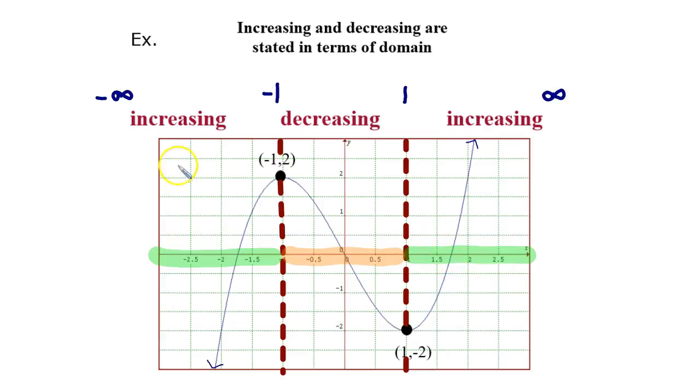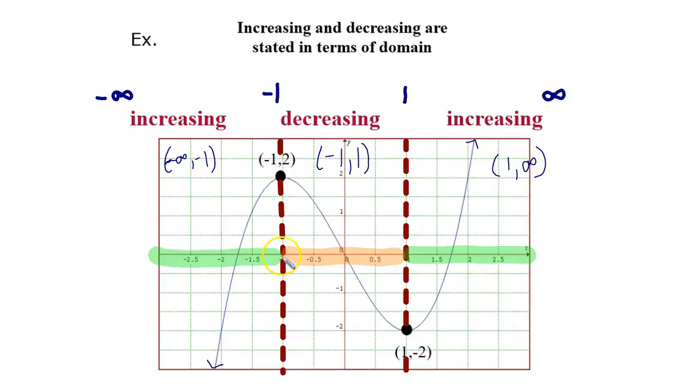To write out those intervals, we would say this is increasing from negative infinity to negative 1. It is decreasing from negative 1 to 1, and then increasing again from 1 to infinity. So it has two intervals of increase: the first from negative infinity to negative 1, the second from 1 to infinity, and then we only have one interval of decrease. I've added some lines here to break up the graph, and some shading with highlighters so that you can see the differences.